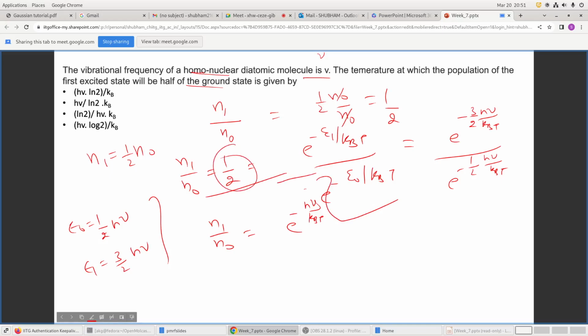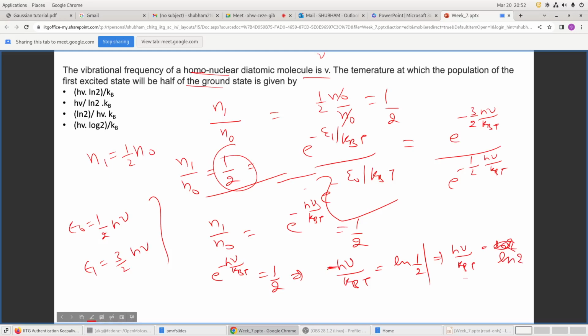So we have already taken it as, this is given as half. So e to the power minus h nu by kBT is equal to half. This implies, taking log on both sides, h nu by kBT is equal to ln of half. We can write it as h nu by kBT is equal to ln 2. I have removed the minus here and taken this in the numerator. So we need to calculate temperature. So temperature is ln 2 into h nu by kB. Okay, this one, the first one, is the answer.